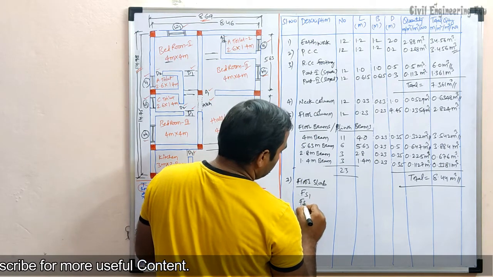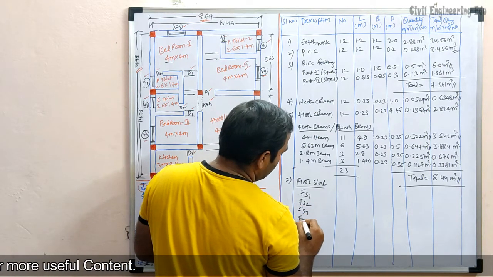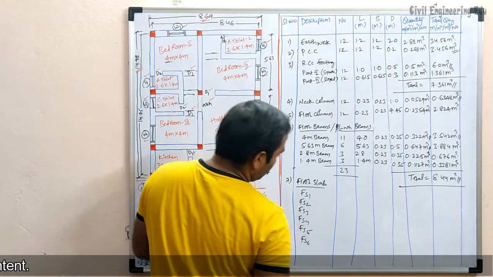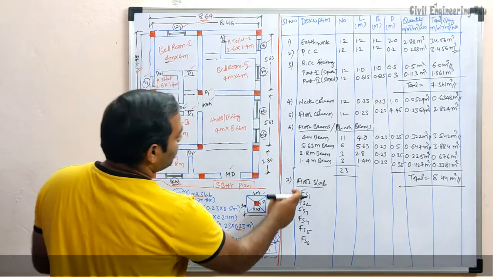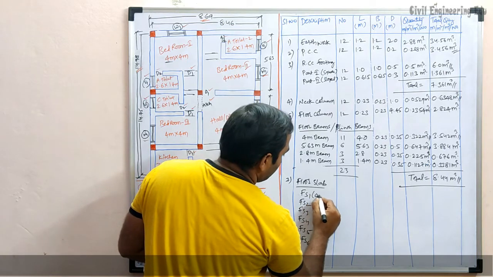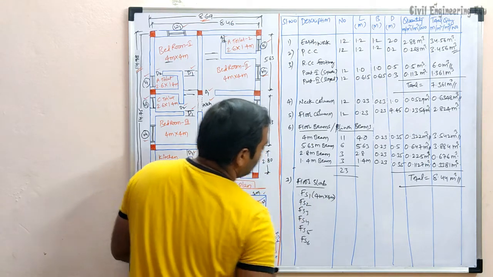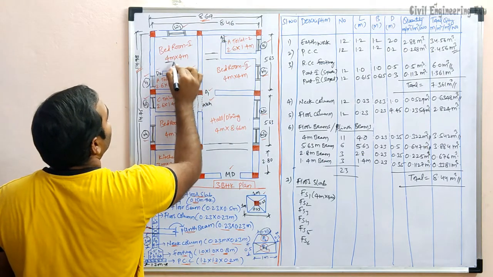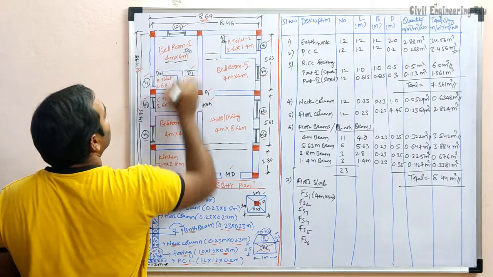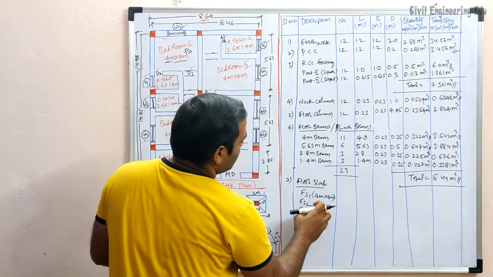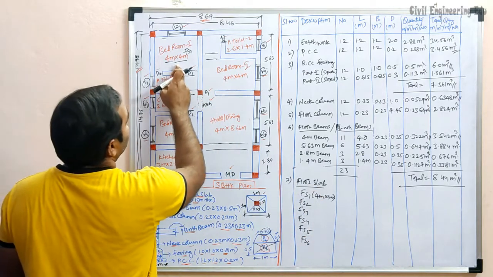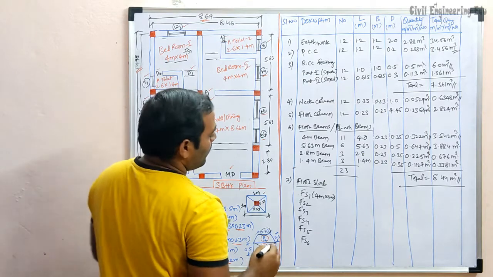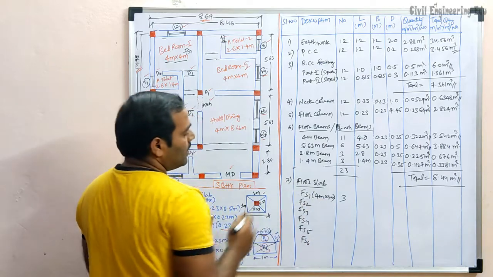Floor slab 1, floor slab 2, floor slab 3, floor slab 4, floor slab 5, floor slab 6. So floor slab 1 is of 4 meter by 4 meter. This 4 meter by 4 meter box I have taken as floor slab 1. How many numbers are there? 4 meter by 4 meter slab is 1, here it is 2, and here it is 3 between these beams. So 3 numbers of floor slab 1 are there.